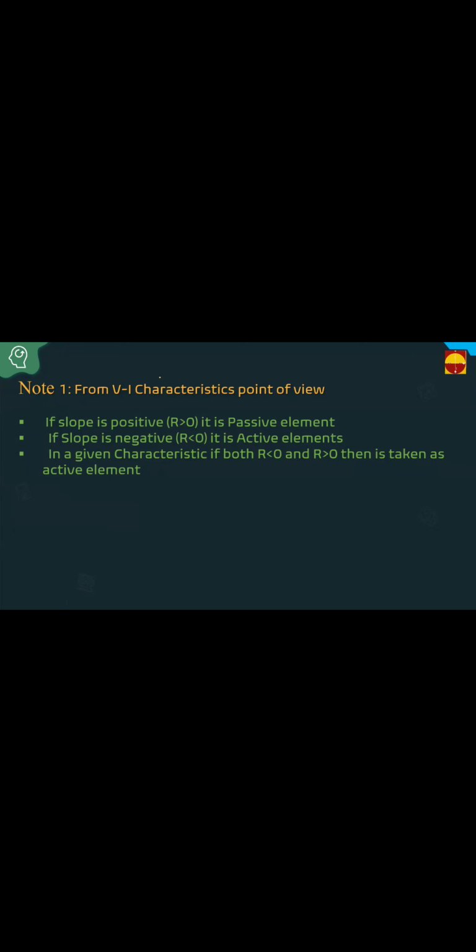From the VI characteristics point of view, if the slope is positive, that is R is greater than 0, then it is treated as a passive element. If the slope is negative, it is treated as an active element. In a given characteristic, if both R less than 0 and R greater than 0 exist, then you have to take that element as active. If only positive slope is there in a given characteristic, take it as the passive element. You will see later on, I will explain some examples. If the slope is negative, take it as an active element. If both positive slope and negative slope exist, then take it as an active element.